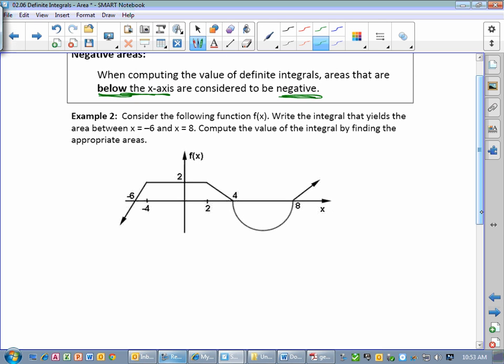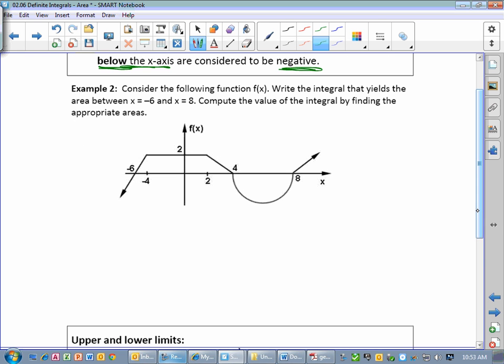It says consider the following function f of x. Write the integral that yields the area between x equals -6 and x equals 8, and compute the value of the integral by finding the appropriate areas. So first it says write the integral. That means write the correct notation.